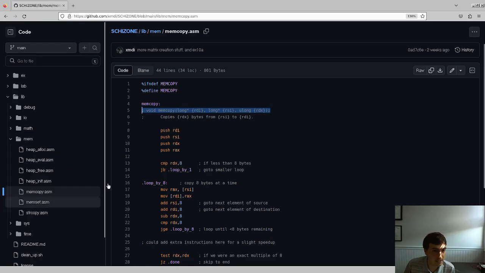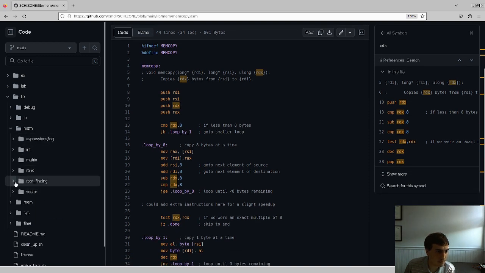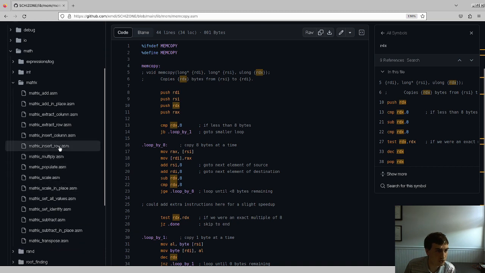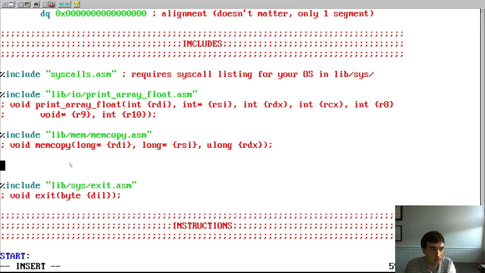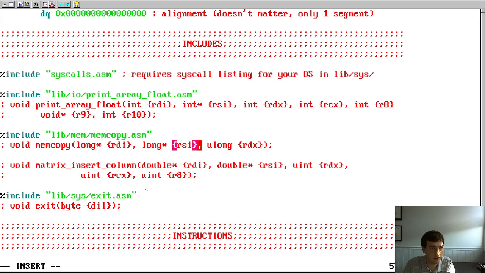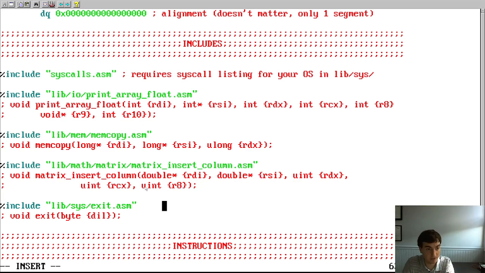And we'll also need something from math, matrix. Matrix insert row, oh no, column. We have to be able to insert the right-hand side vector B into our matrix A. So we need this function. Let me snag this. Yes, it's dangerous. Thank you very much. Include lib math matrix matrix insert column ASM. Okay, that's all we did, I think, for this program.